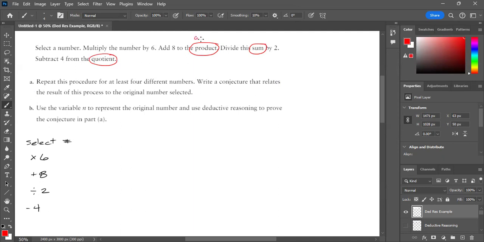Product is the answer to a multiplication problem. Sum is the answer to an addition problem. A quotient is the answer to a division problem. And difference, which isn't mentioned, is the answer to subtraction.